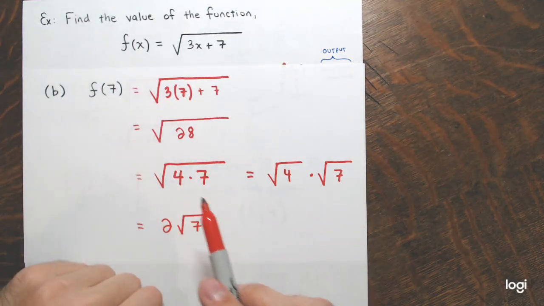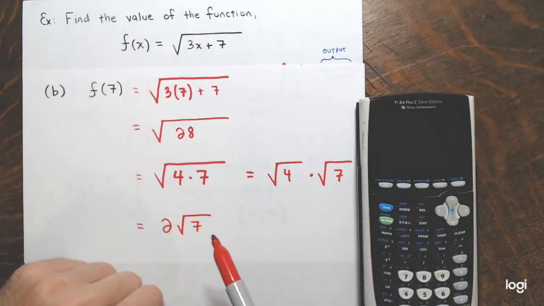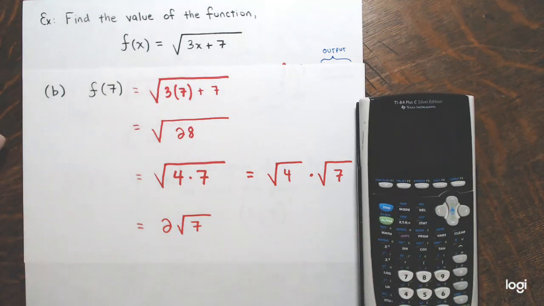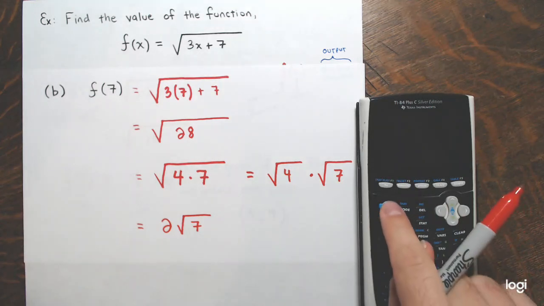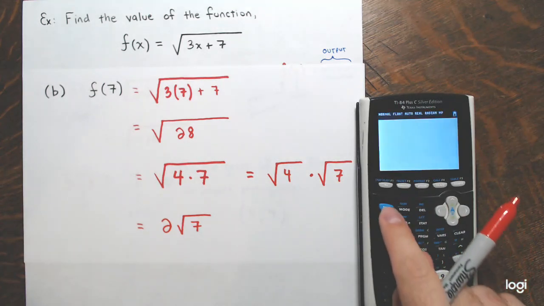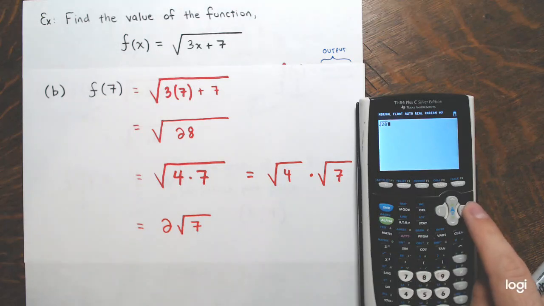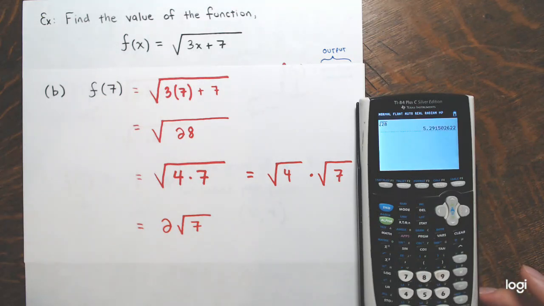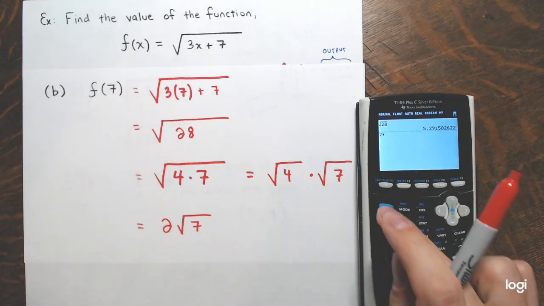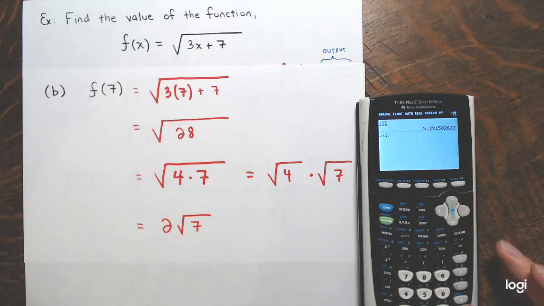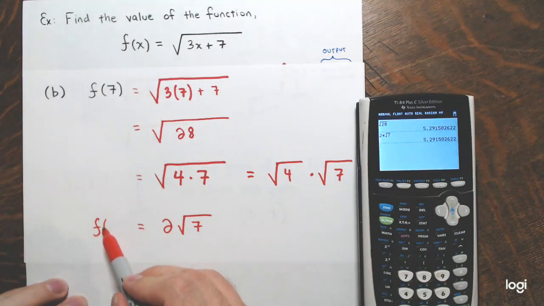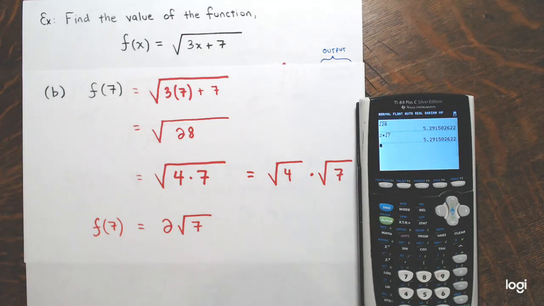And if you want to use a calculator, double check. Is this indeed the square root of 28? Well, let's see. The square root of 28, as I mentioned, will be between 5 and 6. It's 5.29 something, like you're seeing, hopefully. And this 2 times the square root of 7 hopefully is the same thing, and it should be if I did everything correctly, and indeed it is. So I'm seeing the value of f at 7 is 2 times the square root of 7 when completely simplified.